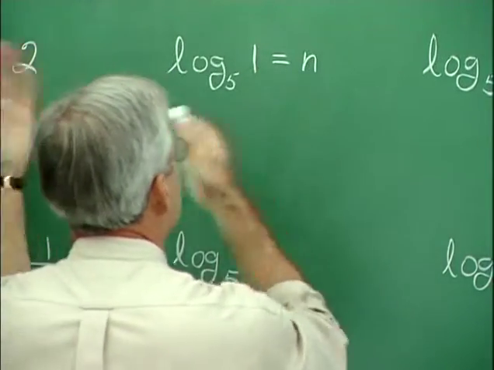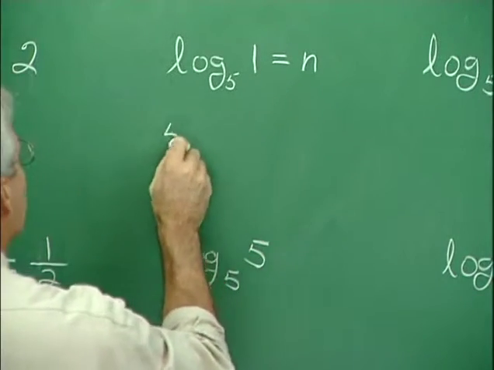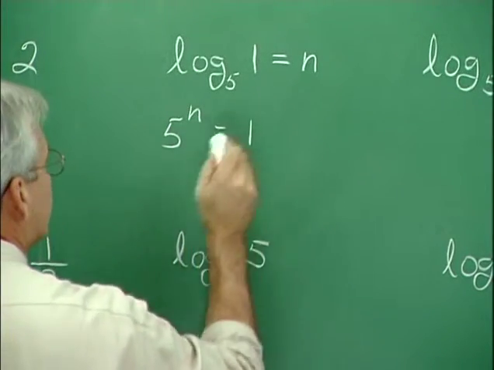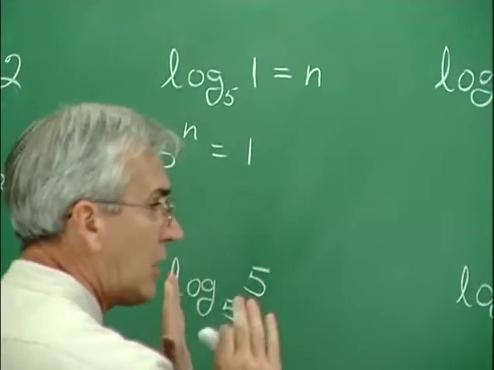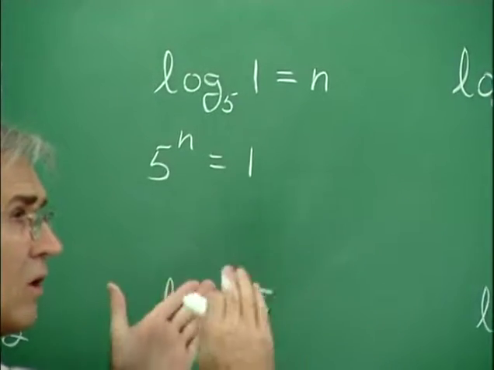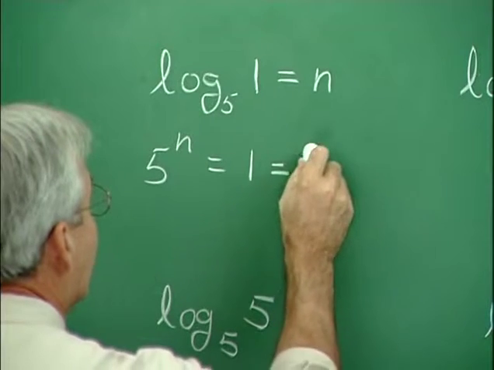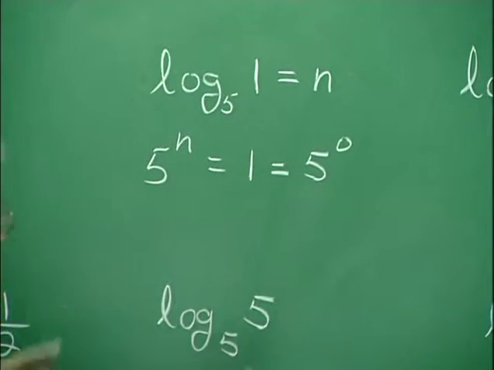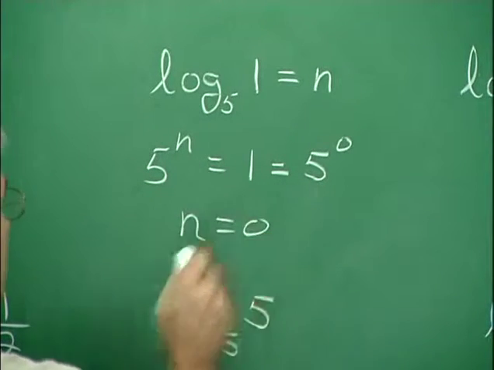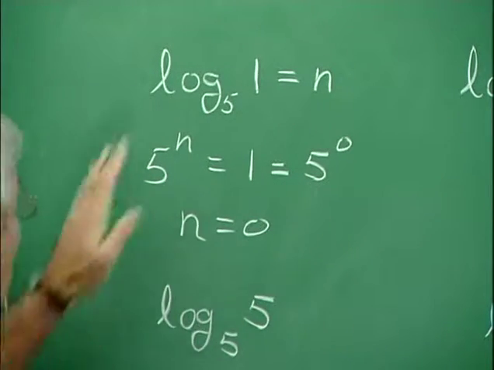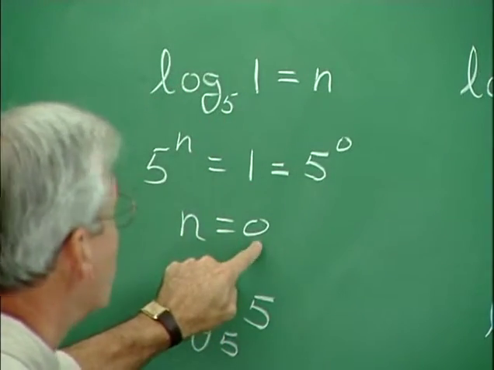Well, let's analyze it the way we did before. Let's go into the exponential form. We have 5 to the n power equals 1. This doesn't seem to help us very much until we realize that an exponent of 0 on any base is simply 1. So this 1 can be written as 5 to the 0 power. With that, since the bases are alike, we set the exponents equal to one another, and n is equal to 0 right quick. So the logarithm of 1 is always going to be equal to 0.